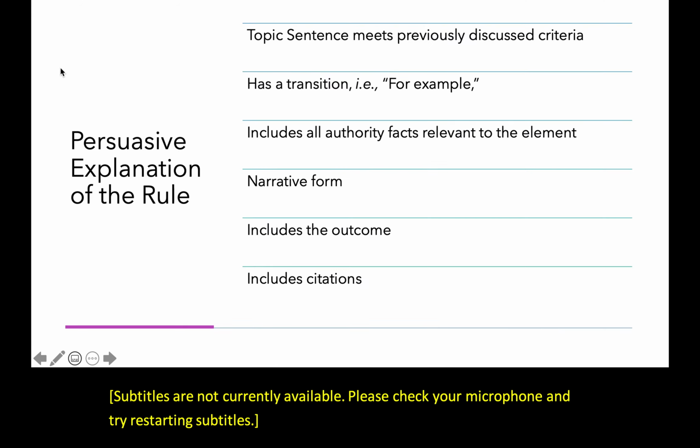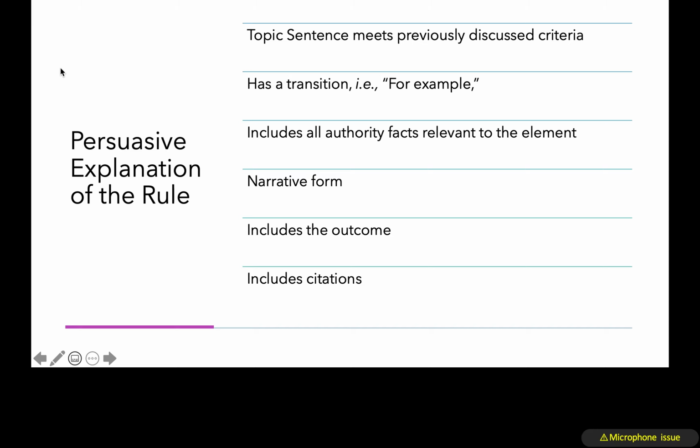So, persuasive explanation of the rule has criteria. First, there's a topic sentence. We've already had 2 videos now and a class, and by the time we have class tomorrow, some feedback on topic sentences. So that topic sentence will meet the previously discussed criteria. After that, it's going to have a transition, such as for example or for instance. We've talked about that before.